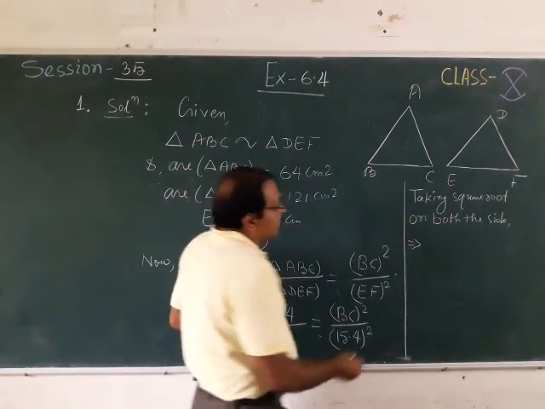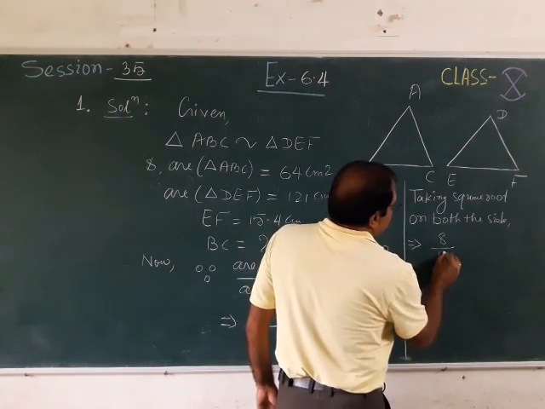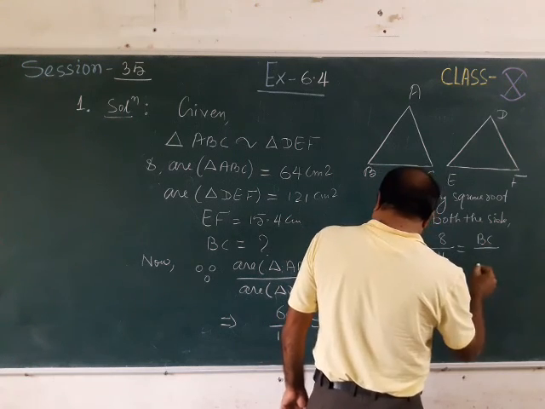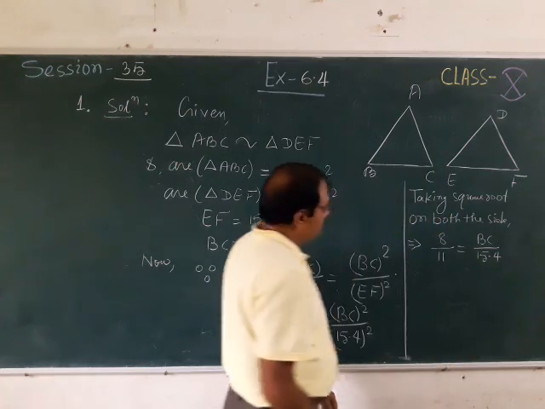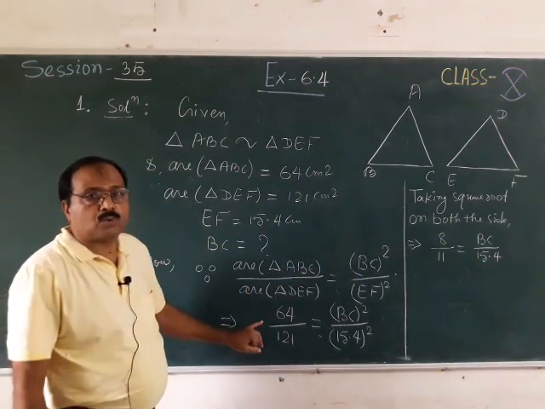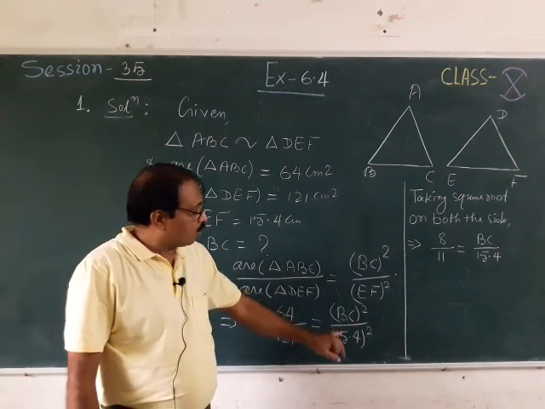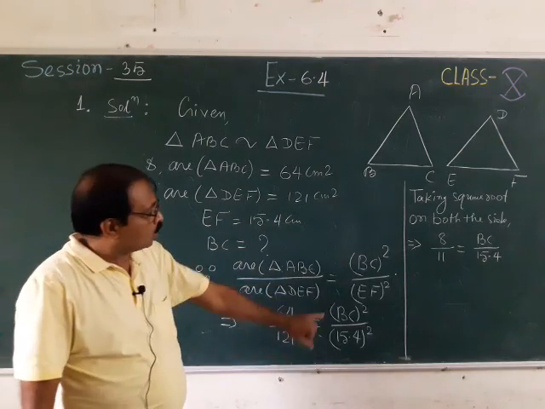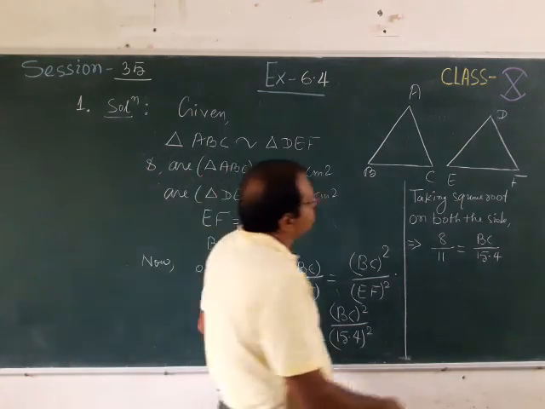the square root of 64 is coming as 8 and the square root of 121 is coming as 11, and here you will have BC upon 15.4. If you take the square root of 64 upon 121, and BC square and 15.4 square are on the right side, then the square will be removed, and on the left side you will take the square root of this number.